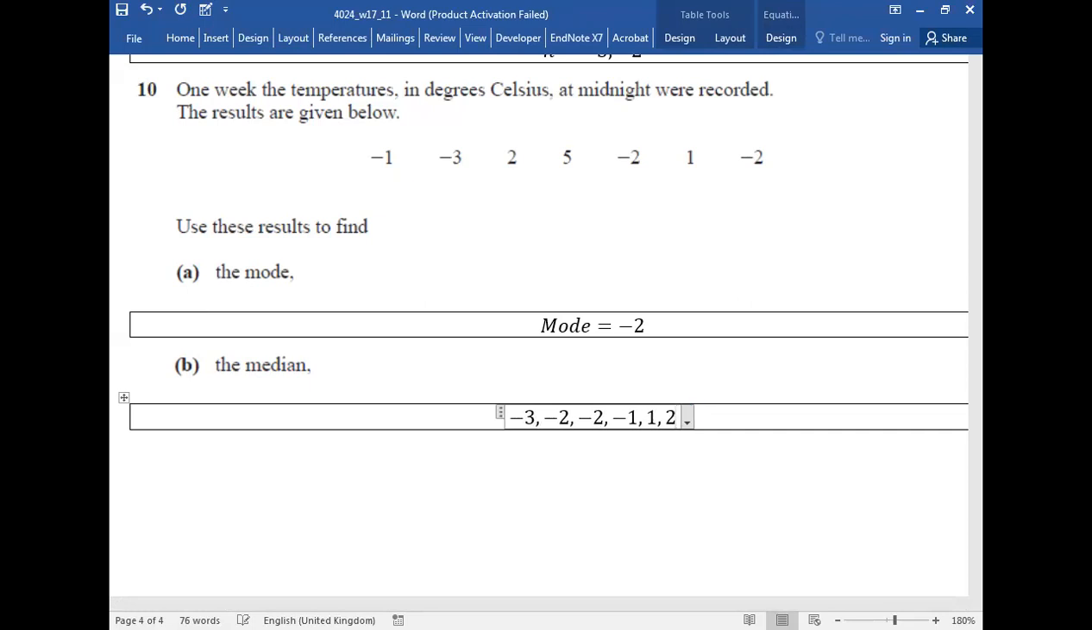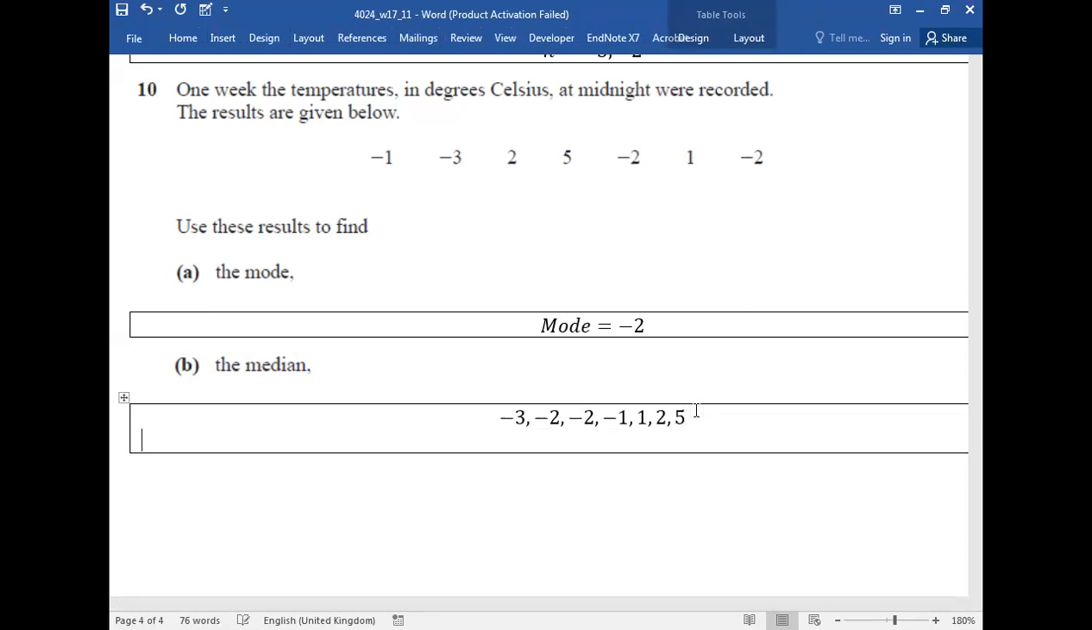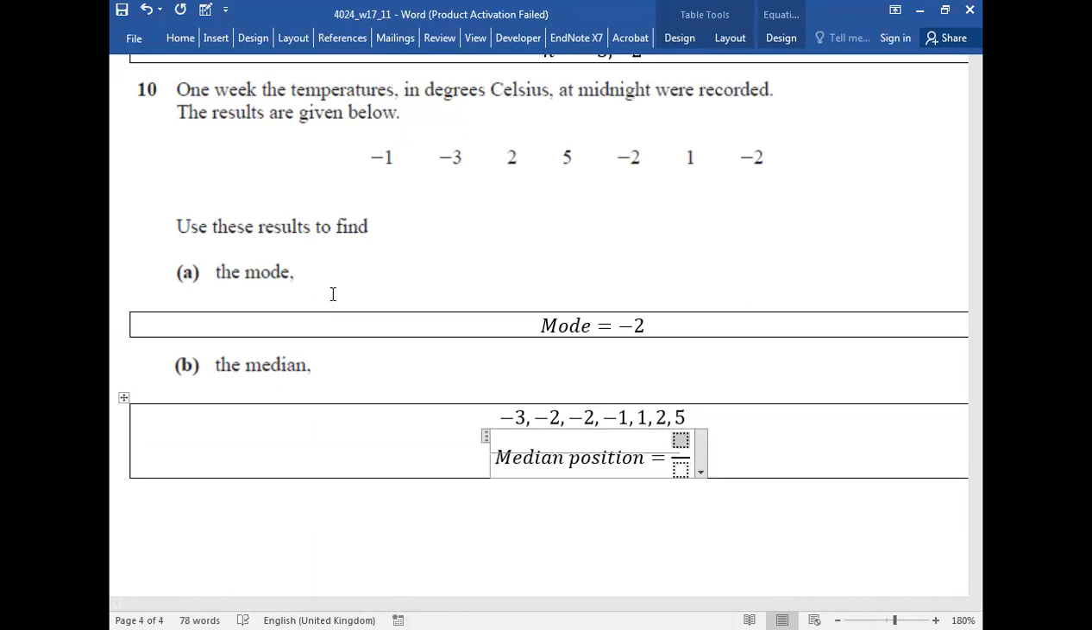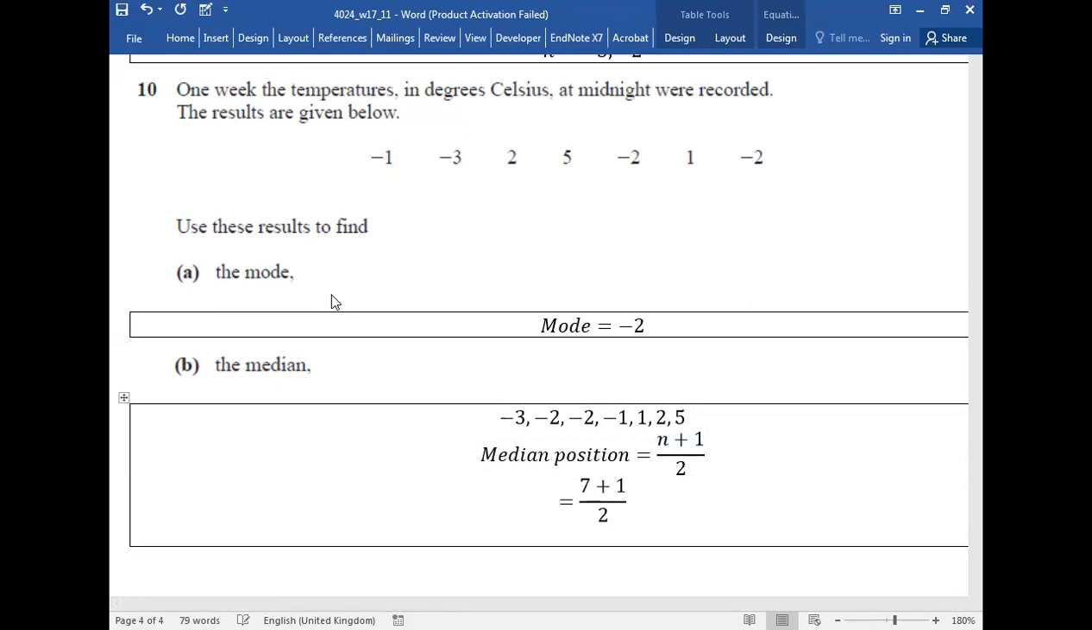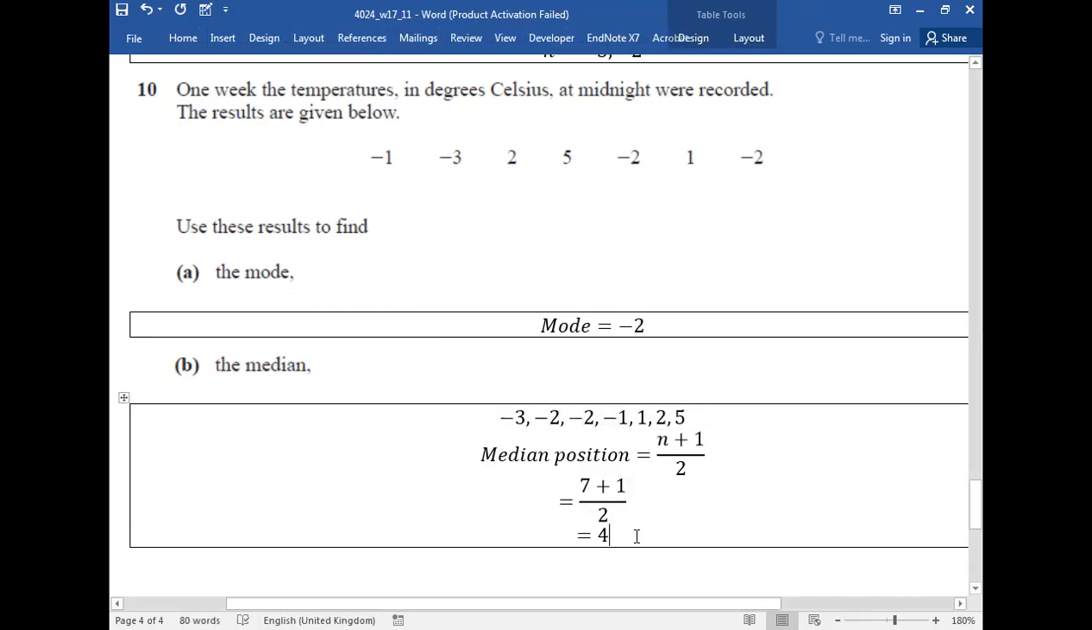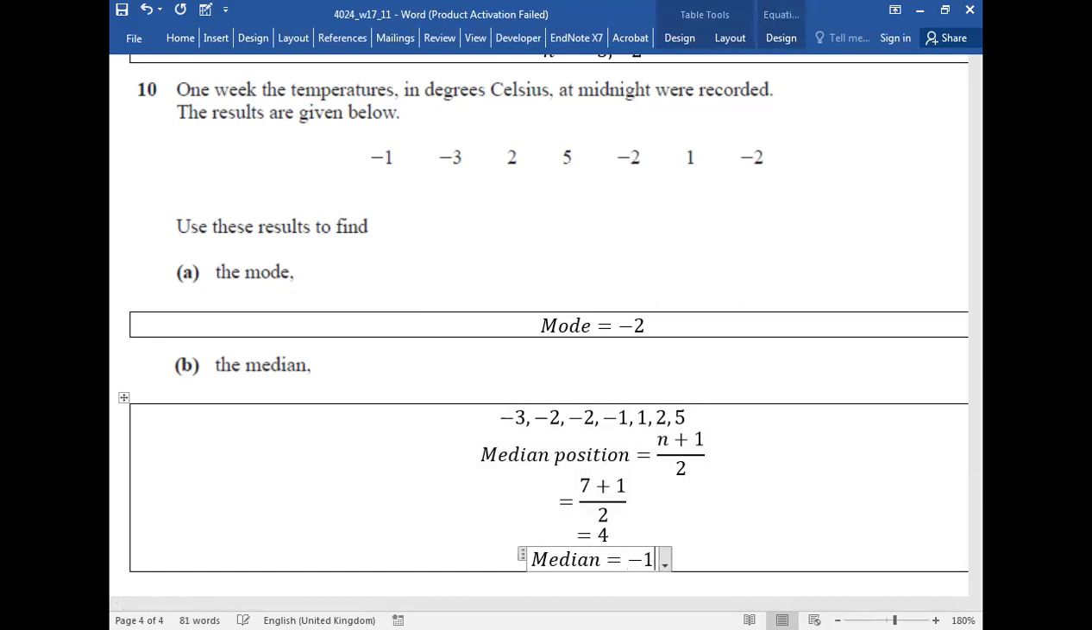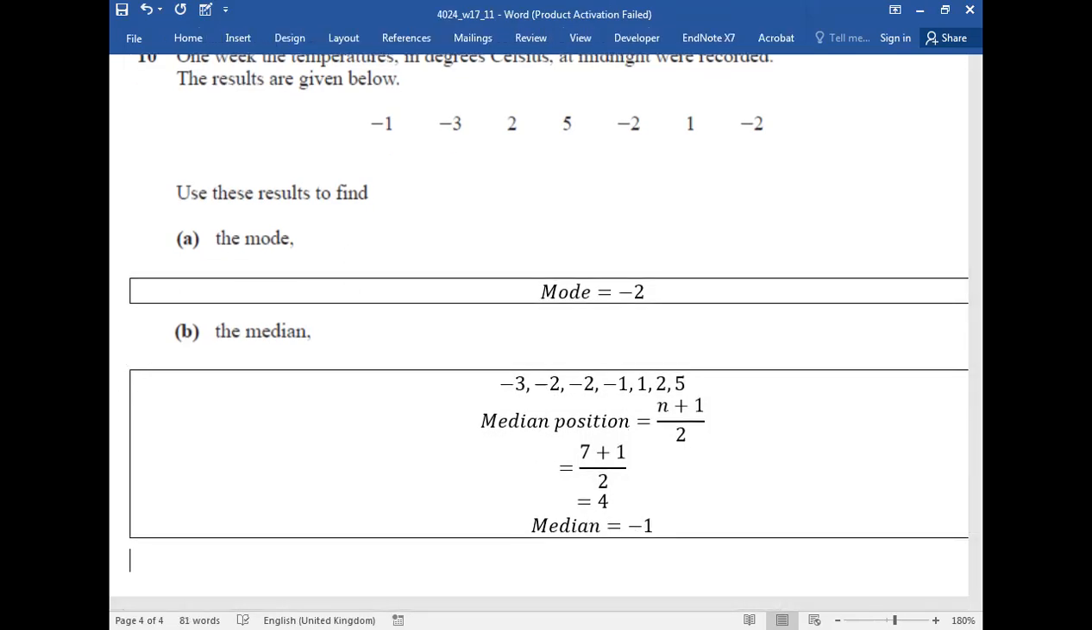-1, 1, 2, and how many data do we have? The question said 1 week. 1 week has how many days? 7. So how do we find the median position? There is no formula for median. We find the median position. Median is simply the middle. N plus 1 divided by 2. So if you have 7 readings, 7 plus 1 divided by 2. So what is the median position? 4. 4 is not the median. Fourth position is the median position. So 1, 2, 3, and 4. What data do I have on the fourth position? That is -1. So my median is -1.